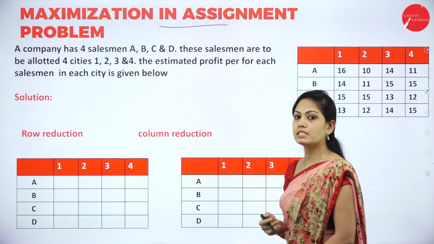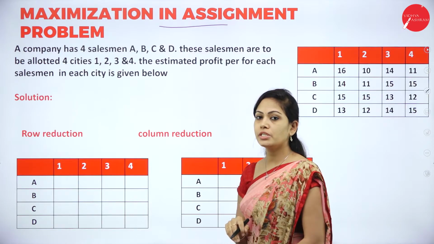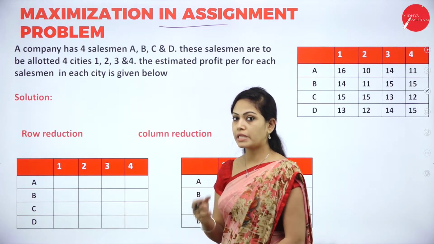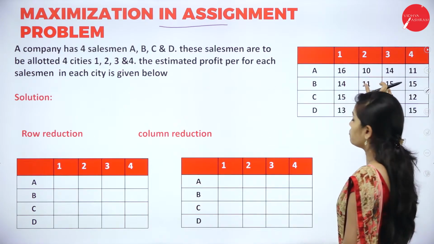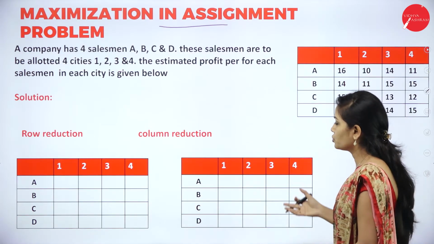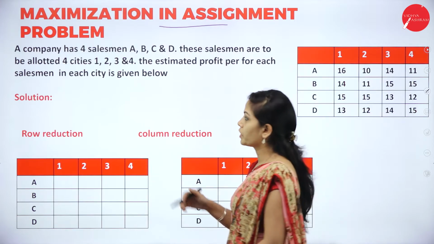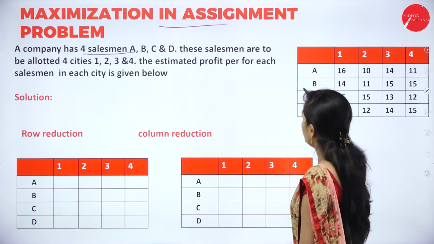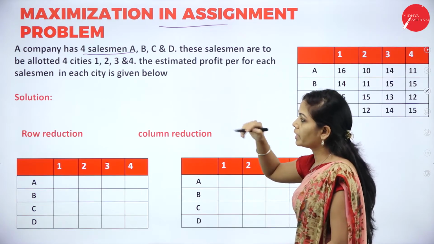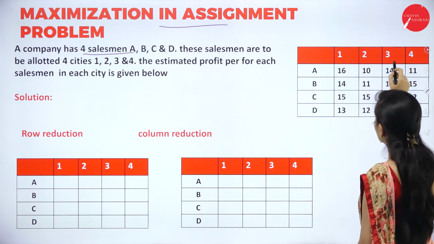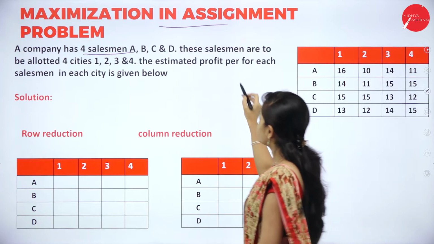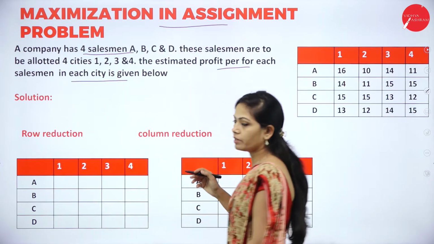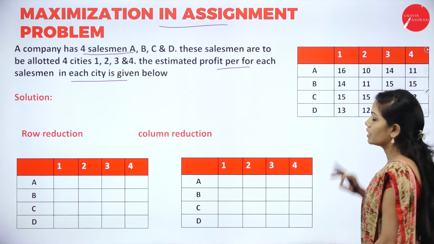So what is this maximization? Maximization, in the sense, you have to select the maximum value. Instead of selecting the minimum value in rows and columns, you choose the maximum value. So here a company has 4 salesmen A, B, C, D. These salesmen are to be allotted to 4 cities 1, 2, 3, 4. The estimated profit for each salesman in each city is given below. So this is your given table.